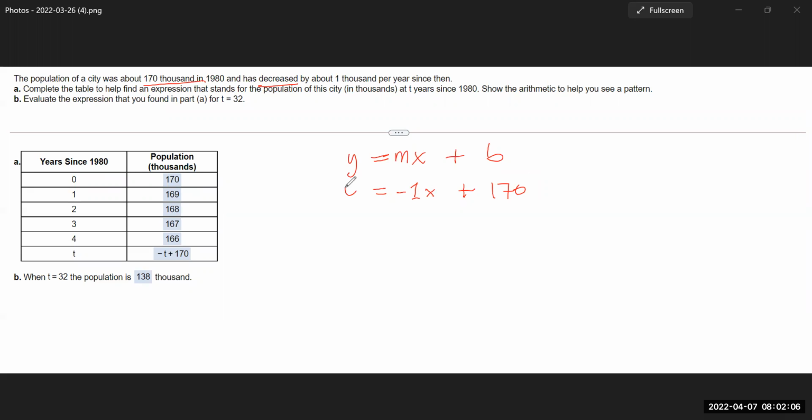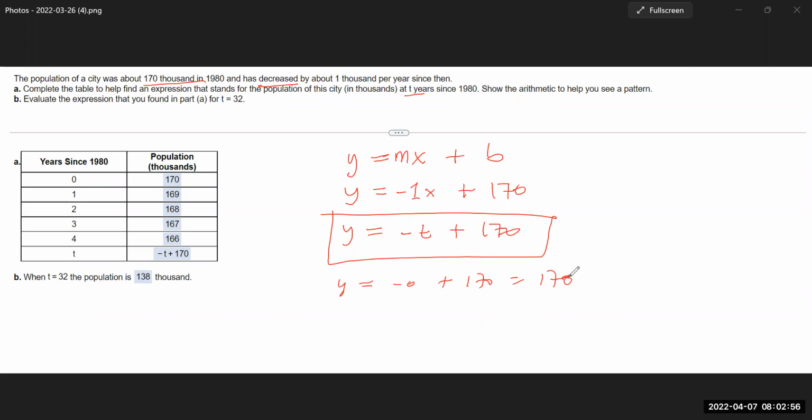All right, so here is your equation right there. But really, because it says in terms of t years, we can rewrite this equation as y is equal to negative 1t, which is the same as negative t plus 170. So this is the equation that you can use to complete this table. And this particular equation models how the population of the city is decreasing. Okay, so for instance, at t equal to 0, that's the starting year, which is 1980. When this is 0, you can actually not have negative 0, so that should give you 170.